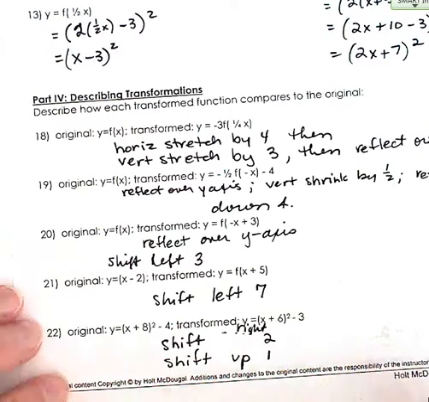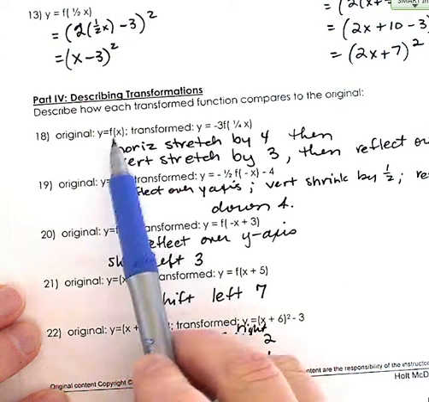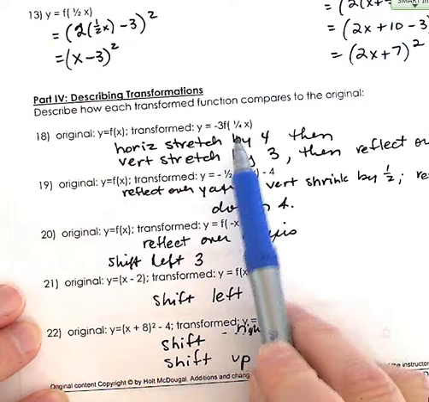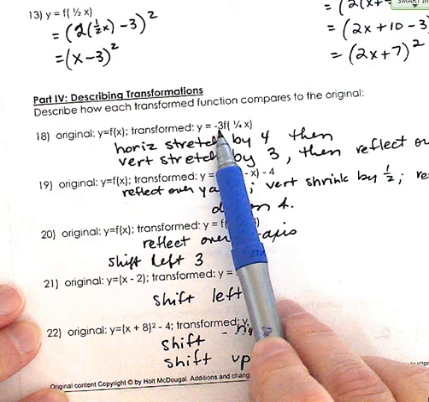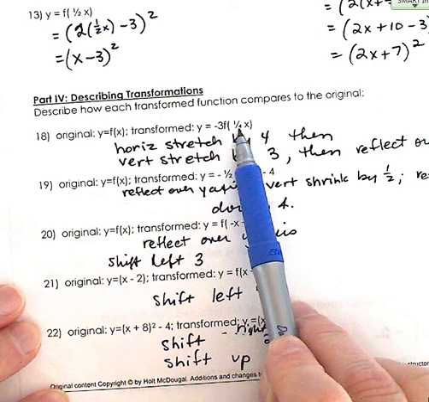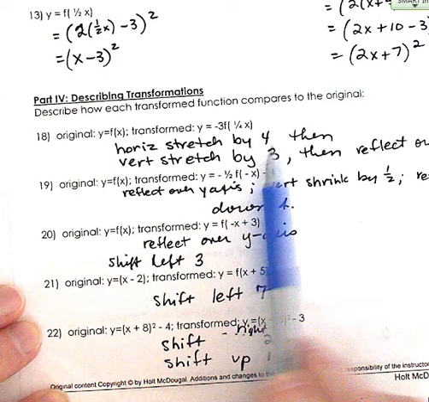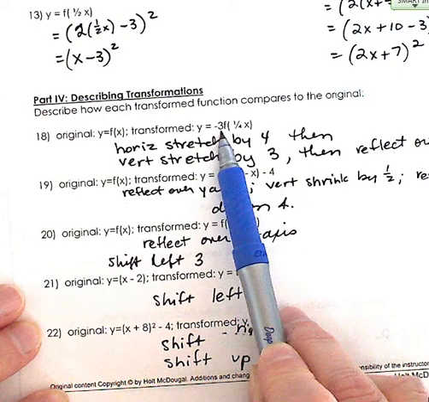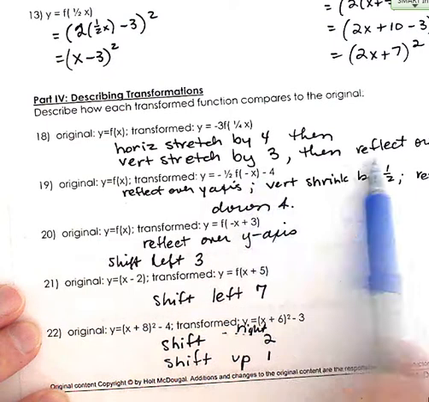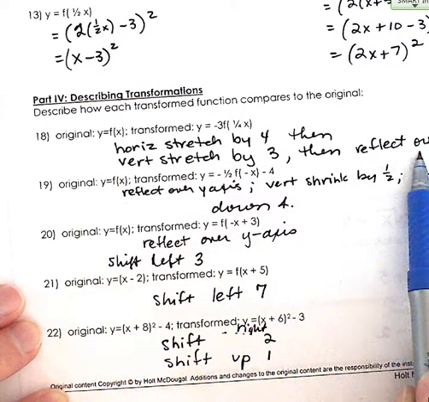Number 18, describe what's going on. So we're starting off with a function, and it doesn't matter what the function is, this is what they did to it. So we're starting off on the inside, horizontally stretch it by 4, opposite what we think. Then vertically stretch it by 3, that's what the 3 out front is going to do. The minus is going to cause it to reflect over the x, or vertical.